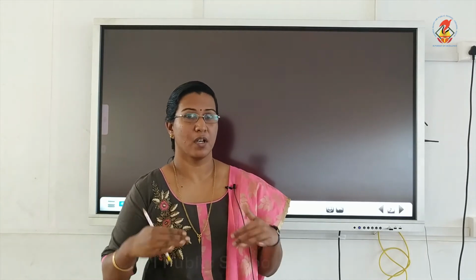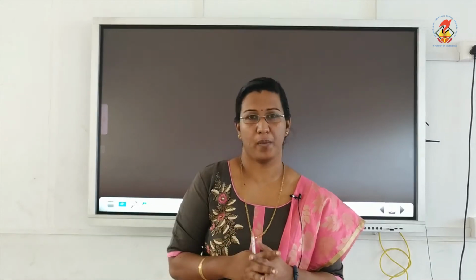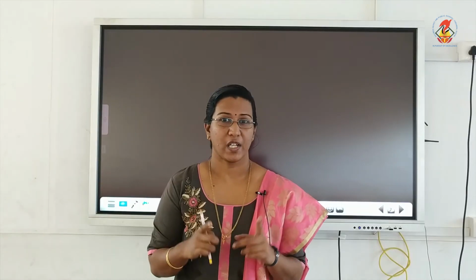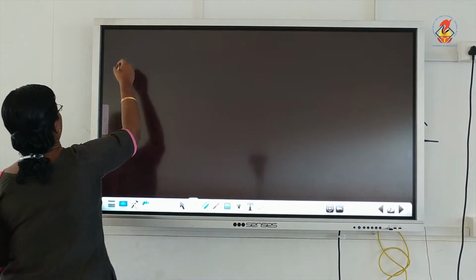When light travels from a denser medium to a rarer medium, and if the angle of incidence of the light is greater than the critical angle, what happens? The light ray gets completely reflected back to the denser medium without going into the rarer medium, and this phenomenon is known by the name total internal reflection. So what are the two conditions for TIR to happen?